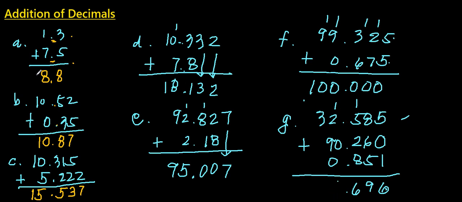1 plus 2 is 3. 3 plus 9 is 12. So the final answer is 123.696.